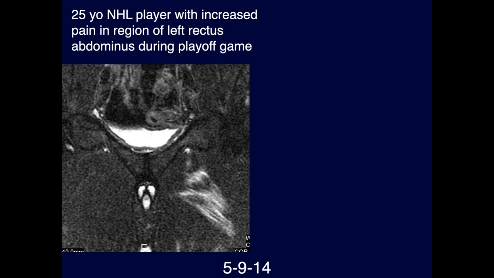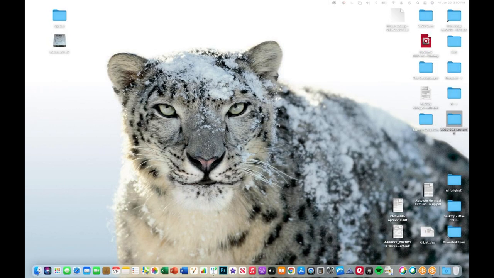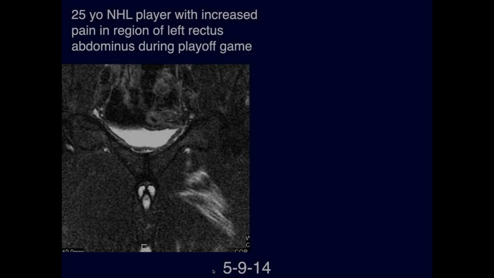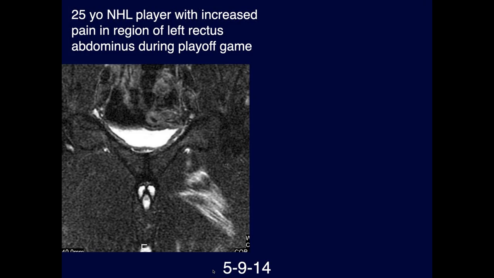We'll continue talking about traumatic hip pain. So this is a 25-year-old NHL player with increased pain in the region of the left rectus abdominis. And it does look like he has intramuscular edema in those left adductor muscles. This looks like a muscle strain.